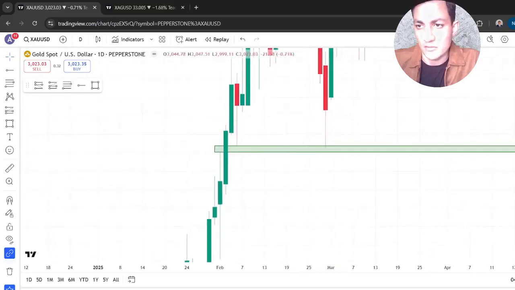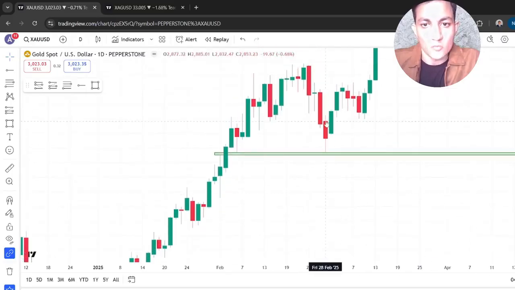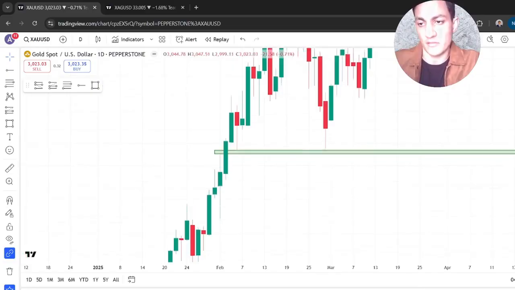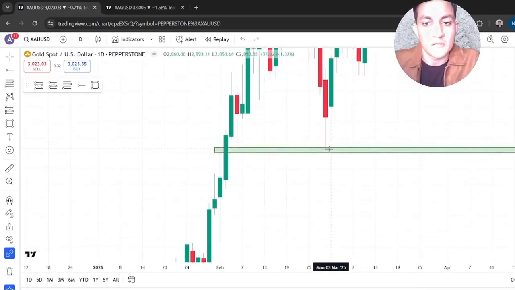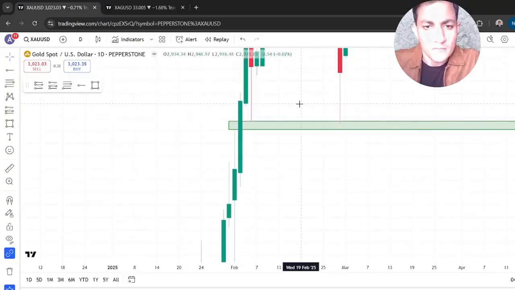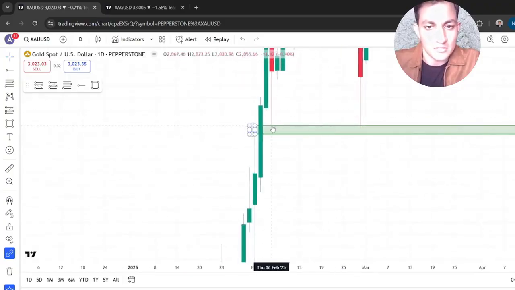This wick here, so let's zoom out, comes all the way down, taps that remaining fair value gap, instantly shoots off. That is very, very, very bullish. Now, why is that really bullish? Because two things have happened. Price has come down to fill out even more of this fair value gap, and more importantly, this is actually a liquidity sweep.